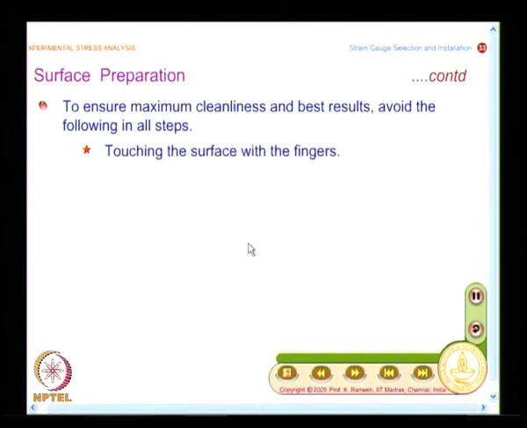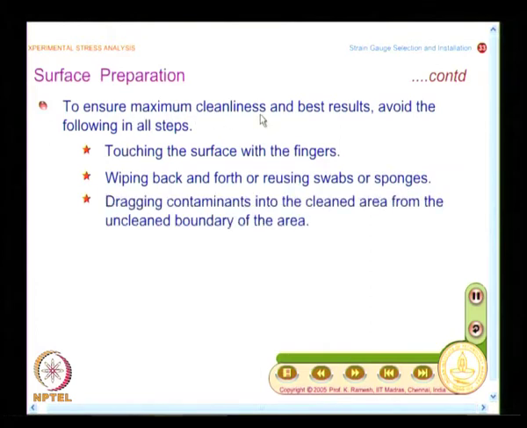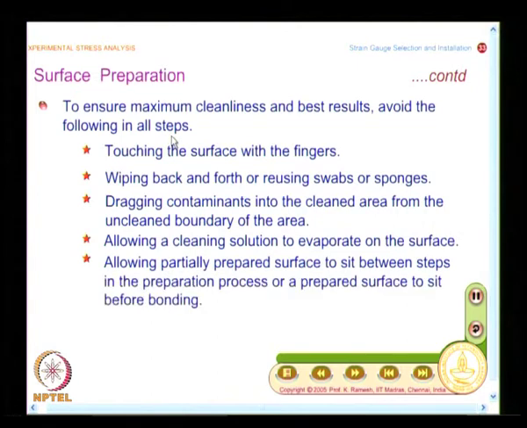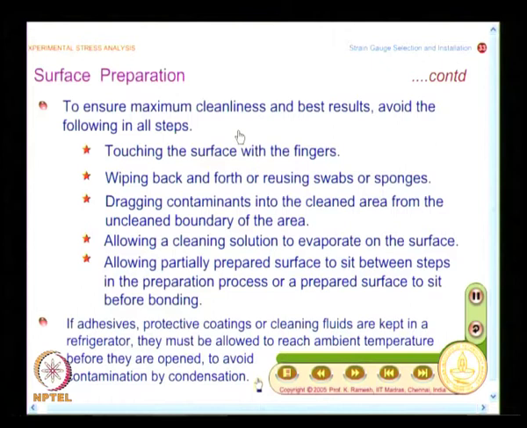Then, there are also general recommendations. You would like to maintain cleanliness of a high order, and in order to get that you need to avoid the following steps. In various steps of strain gauge bonding, you may do one or the other aspects to be focused on, and if you avoid these, you are assured of maximum cleanliness.